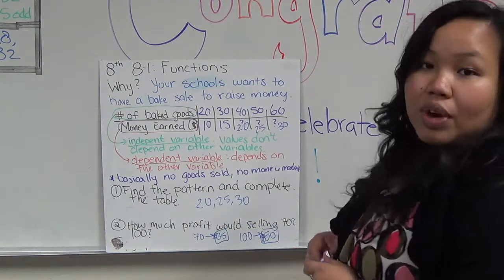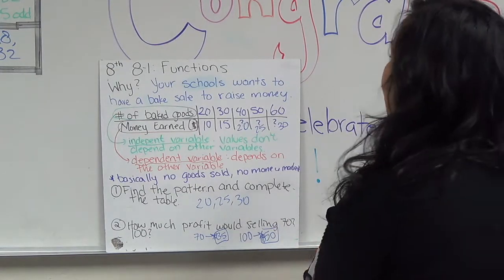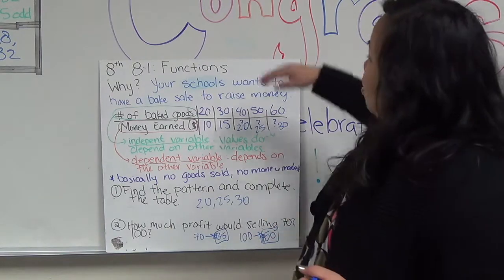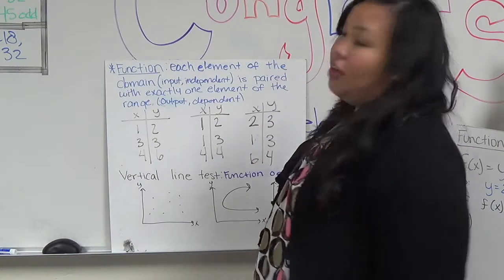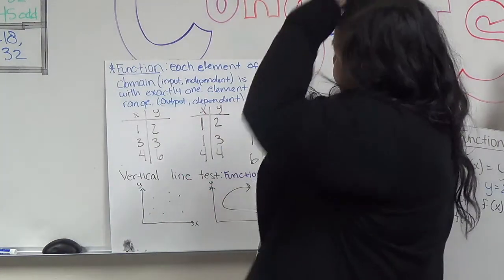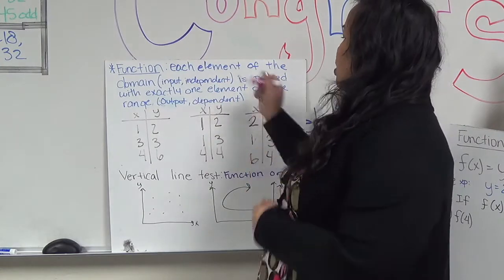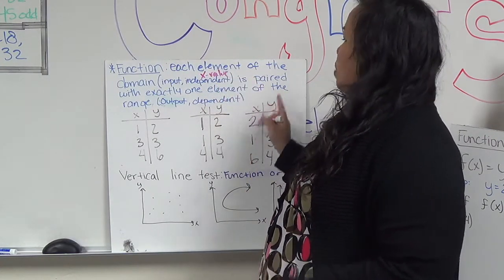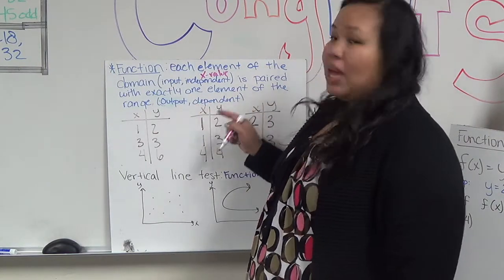So, go ahead and write this down. We have several boards for this one because I wanted you to understand 8.1. So pause it, write it down, and we're going to go to the next board. Each element of the domain, a domain is input, independent, which is my x value, is paired with exactly one element of the range, which is your output, your dependent, okay?